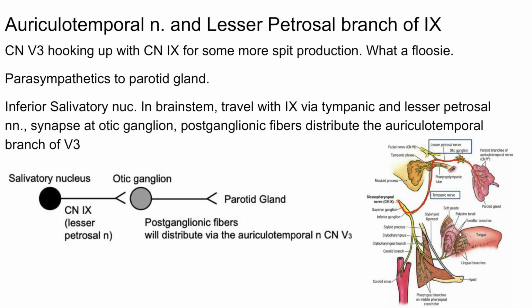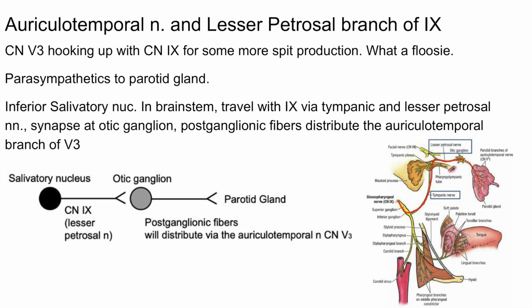So the pattern should look familiar, with cranial nerve 9 providing that parasympathetic signal and V3 providing that transportation. So this mirrors that chorda tympani with the lingual nerve setup, just with a different cranial nerve and a different salivary gland, right? So the other one is with the submandibular and sublingual, and this one is the parotid.